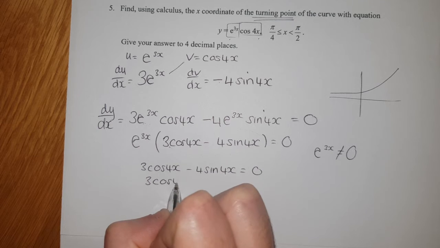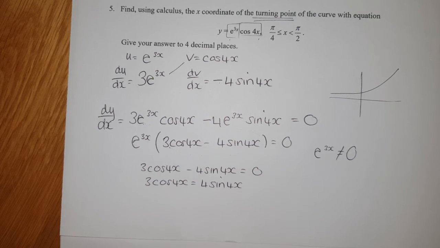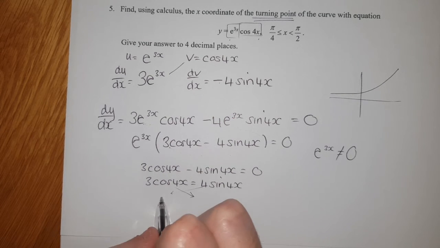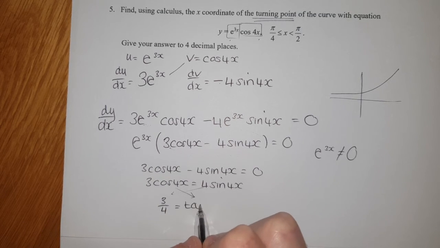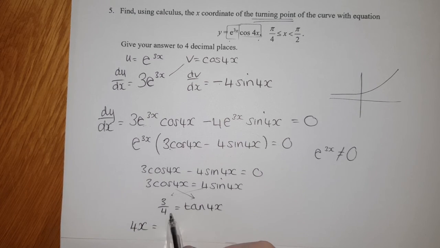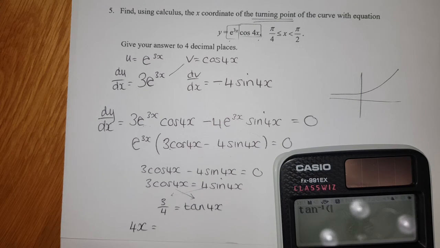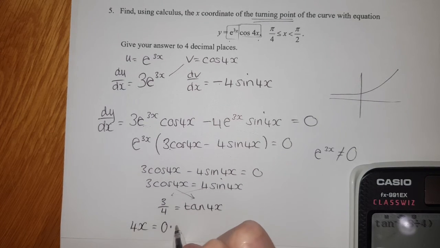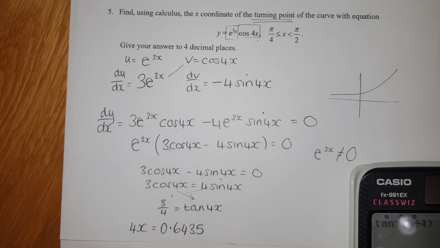So take the sine across. The only thing I can turn sine and cos into is tan, so I want to do sine over cos. I'm going to bring this side, this side. I get 3/4 is equal to sine 4x over cos 4x, which is tan 4x. And then if I do tan to the minus 1 of 3/4, and remember we are in radians, you get 4x is 0.6435, and it does say 4 decimal places.